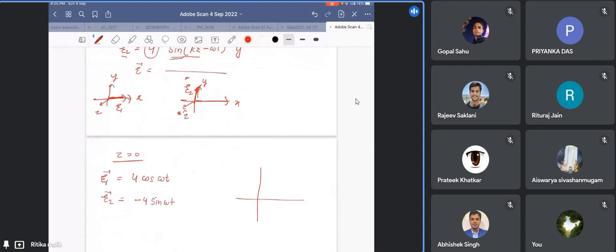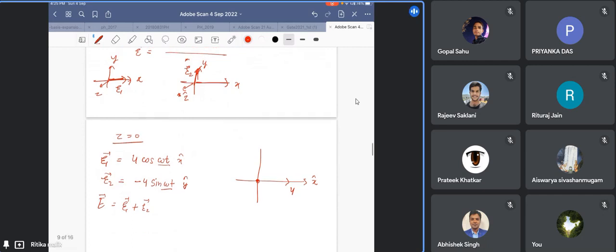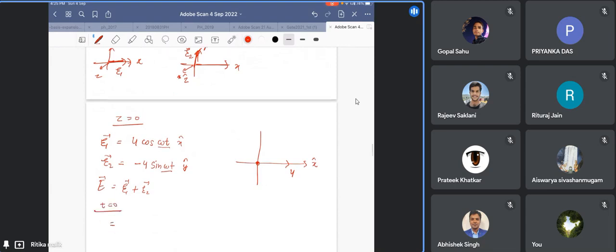Now, if omega t equals 0, electric field E1 has amplitude 4 and E2 has 0. So at time t equals 0, my electric field is in the x direction. The resultant E is E1 plus E2. So this is an x cap or this is a y cap. My resultant field at t equals 0 will be 4 in the x cap direction. So this is my resultant.